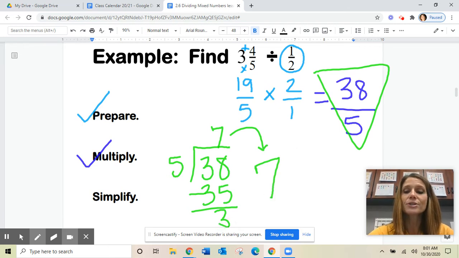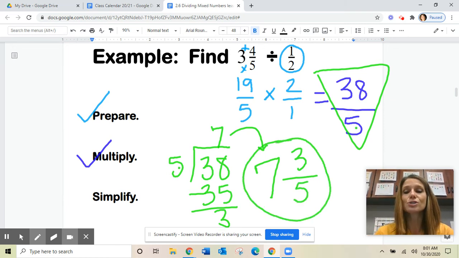My remainder is my numerator. And fifths is still fifths is still fifths. 3 and 5 have no common factors, so 7 3/5 is my simplest answer. So if I took 3 4/5 pizzas and split them into halves, I could have 7 3/5 groups of halves.